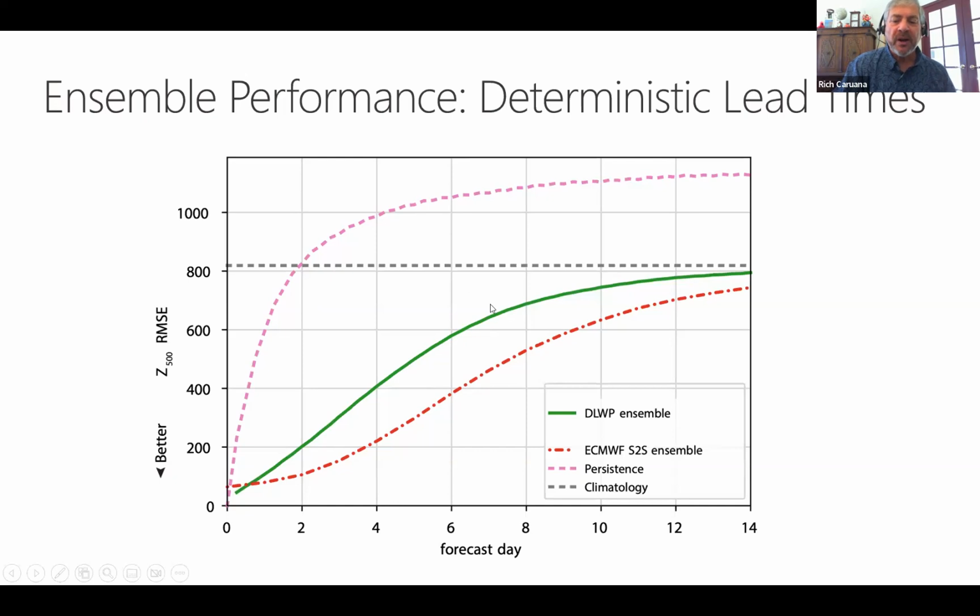And then this purple line is persistence. So basically, you predict that the weather tomorrow will be the same as the weather today, or that the weather 4 days from now will be the same as it was today. And you can see that persistence quickly gets worse even than climatology after just a few days. Just predicting that the weather is going to stay the same is not a good idea.